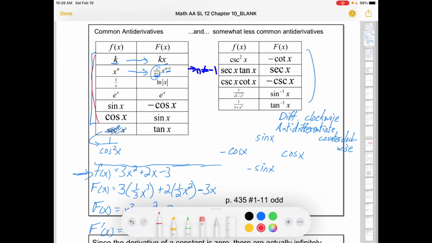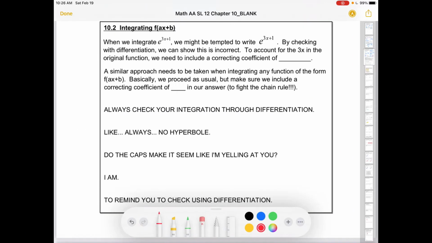The problem is, if we don't just have, say, e to the x, if we have e to the 2x, there may be some issues that crop up from the chain rule, and we check by differentiation. So when we integrate something like e to the 3x plus 1, you might be tempted to write e to the 3x plus 1. And if it's an indefinite integral, well, you put a plus c. By checking with differentiation, though, let's see what would happen.